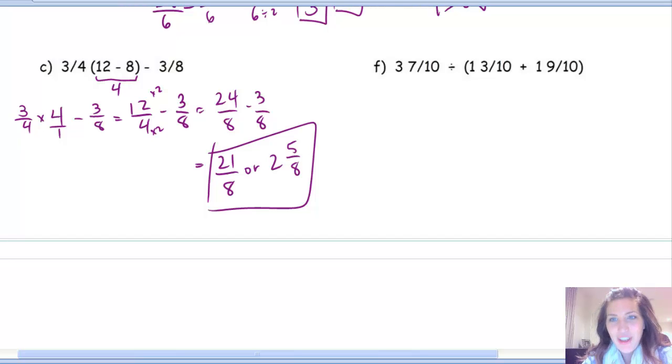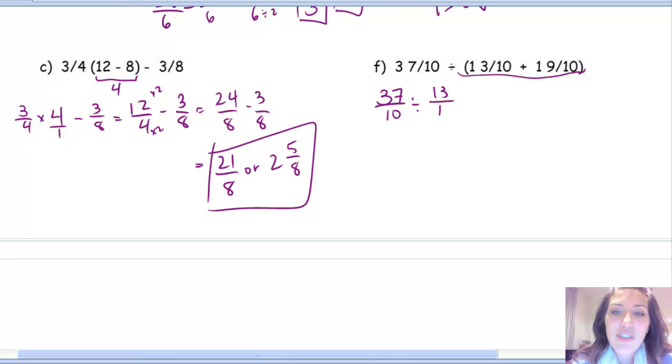Okay, last but not least, all of these are mixed numbers, so we need to change these to improper fractions. So 3 times 10 is 30, plus 7 is 37/10, divided by, and this part is in brackets, so this is what we'll do first. 1 times 10 is 10, plus 3 is 13/10, plus 1 times 10 is 10, plus 9 is 19/10.